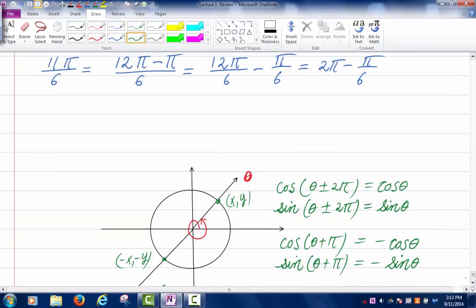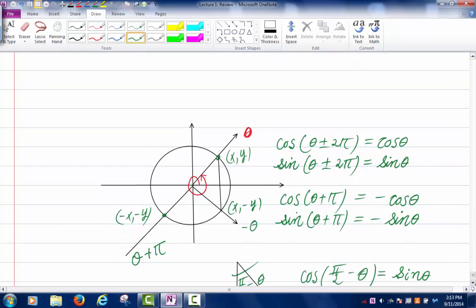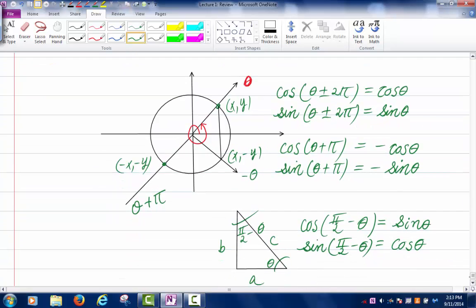If this angle is theta, right, what is negative theta then? Negative theta would just be something like this, right? Negative theta. And these two points will be the opposite of each other, right? Reflection of each other. So what are the coordinates here? X comma negative y. So basically, what is cosine of negative theta then? This is the unit circle. Imagine this is the unit circle.